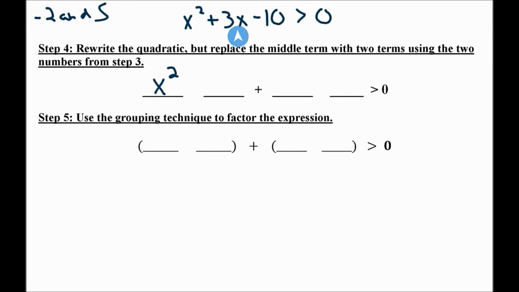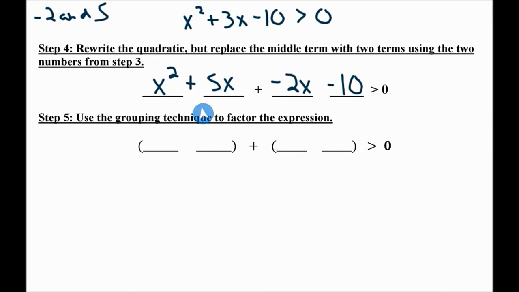So how can I obtain 3x using these two numbers? Well, I'll do positive 5x, and then plus negative 2x, because a positive plus a negative, that's going to give me a negative. So we'll do negative 2x, and then we haven't changed our negative 10, so we bring that on down here, negative 10, and then all of this is greater than 0.